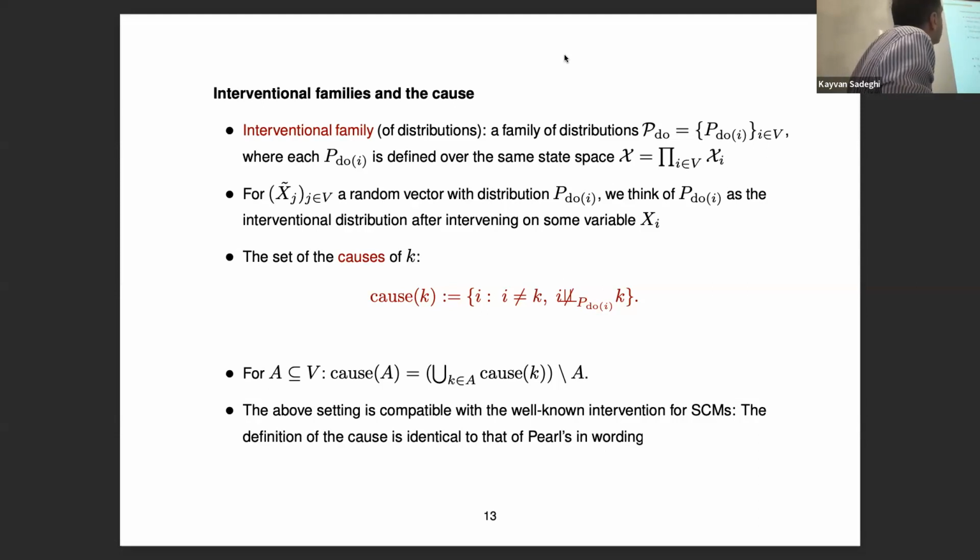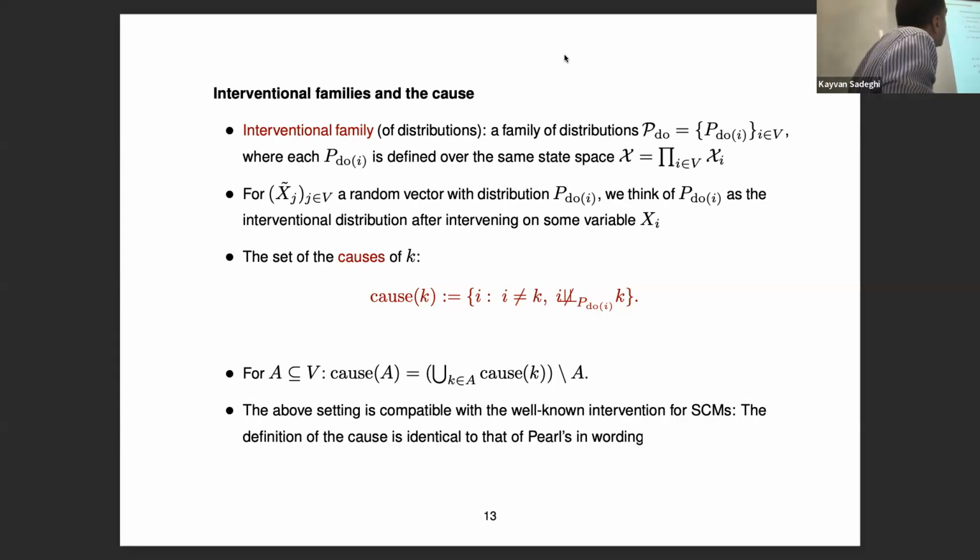And then we define the set of causes using this family. So we say cause of K is the set of I's such that when you look at P do I, you choose P do I here, so you intervene on I, K is dependent. So the interpretation is quite natural if you think of this as an interventional distribution. When you intervene on I, it is still dependent on K. Therefore, I is a cause of K. And actually, this is the exact wording as what Pearl does. So this is not something new.